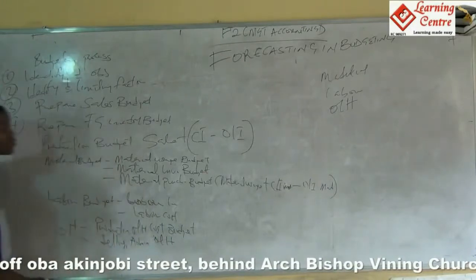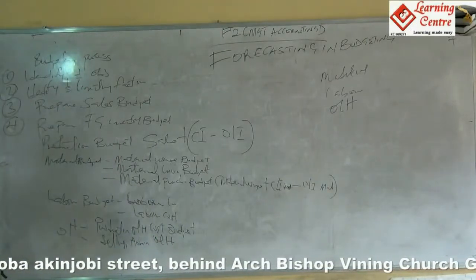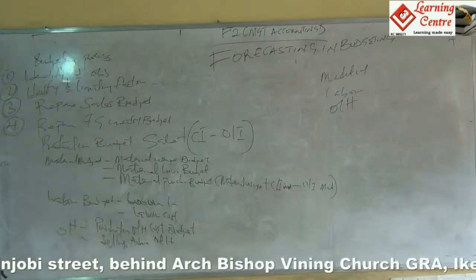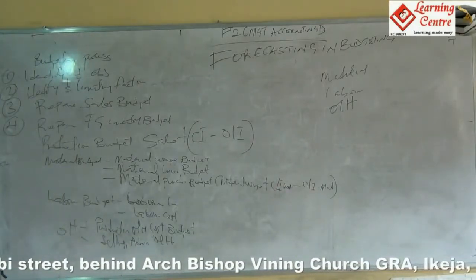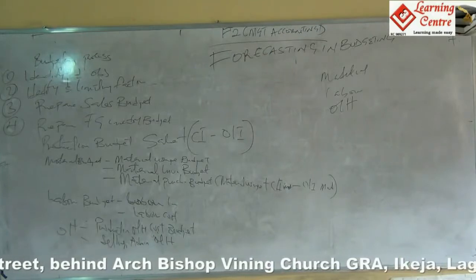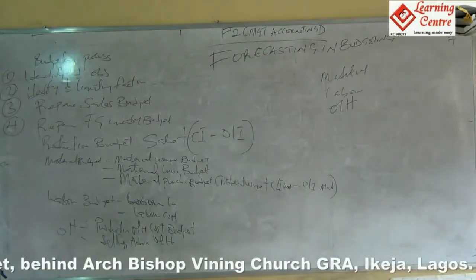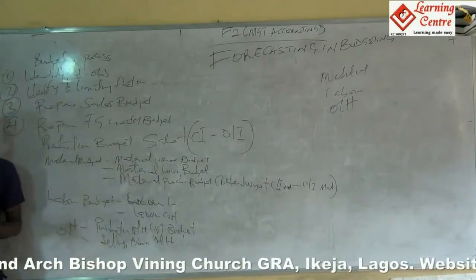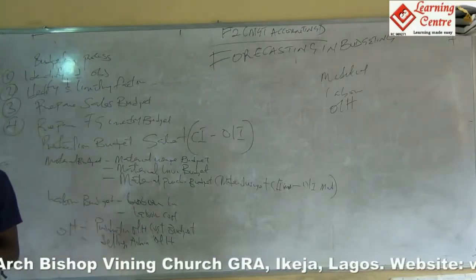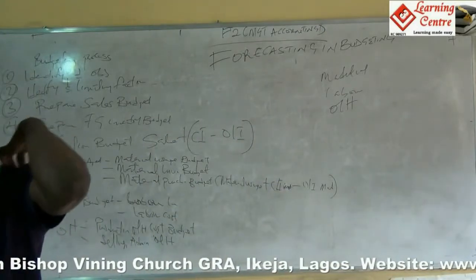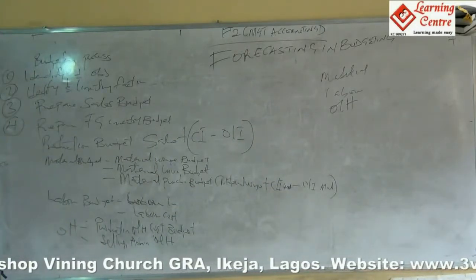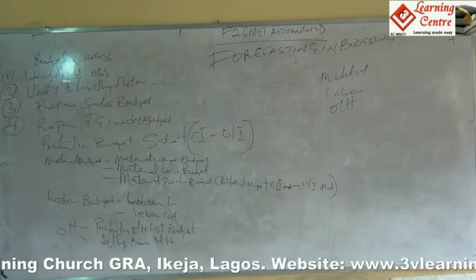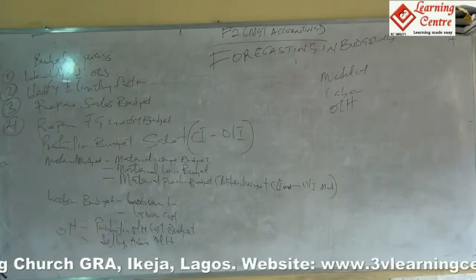So when you have all these overheads, the next thing is that you consolidate them and then prepare what? Cash budget. Sorry, prepare what? Discretionary budget. What is a discretionary budget? A discretionary budget is a budget for capital expenditure and research and development. Reason being the fact that capital expenditure is not part of the normal expenses. You do it once in a while. So that's that.